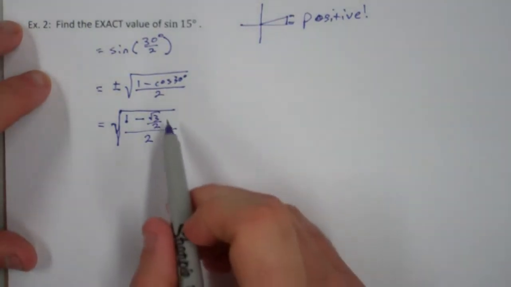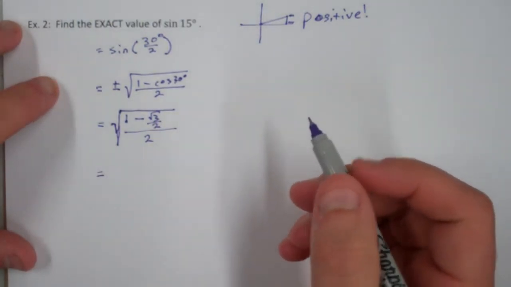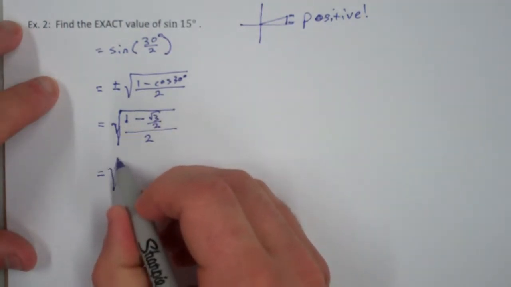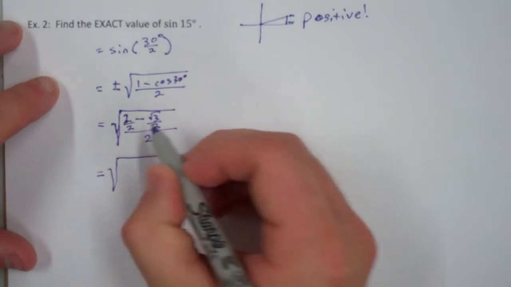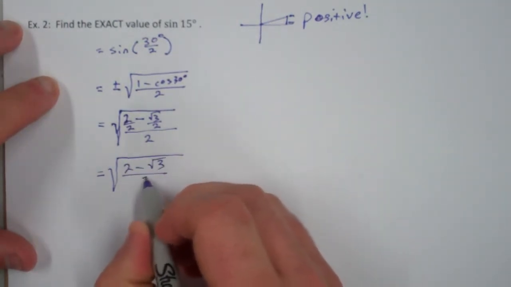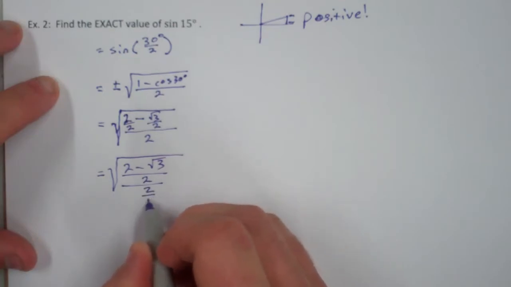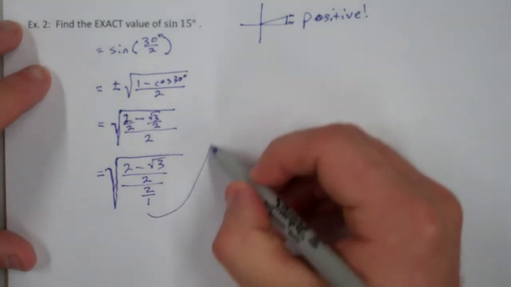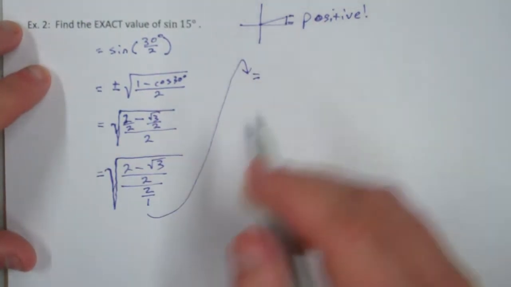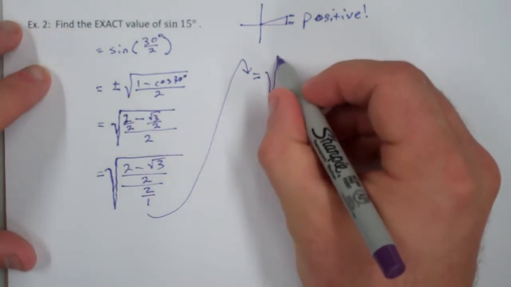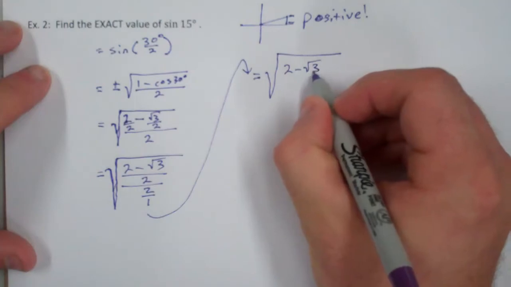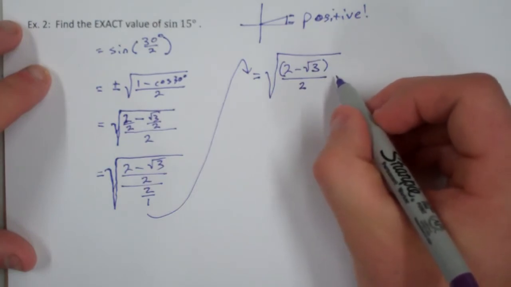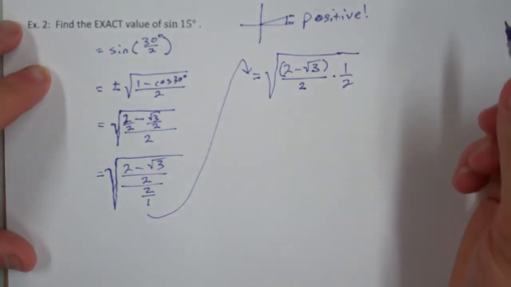So I think we're going to work underneath first, and I think we're going to try to combine these two here. And so what I can do is I can change this 1 into a 2 over 2. So then I've got 2 minus root 3 over 2 all over 2, and then I like to write that 2 as over 1. I'm going to extend my radical sign a little bit. We're going to bring this up here to this area. Now we can multiply by the reciprocal. So I've got 2 minus root 3 in the numerator over 2, multiply by the reciprocal here. So that's going to be 1 over 2, all underneath the radical sign.